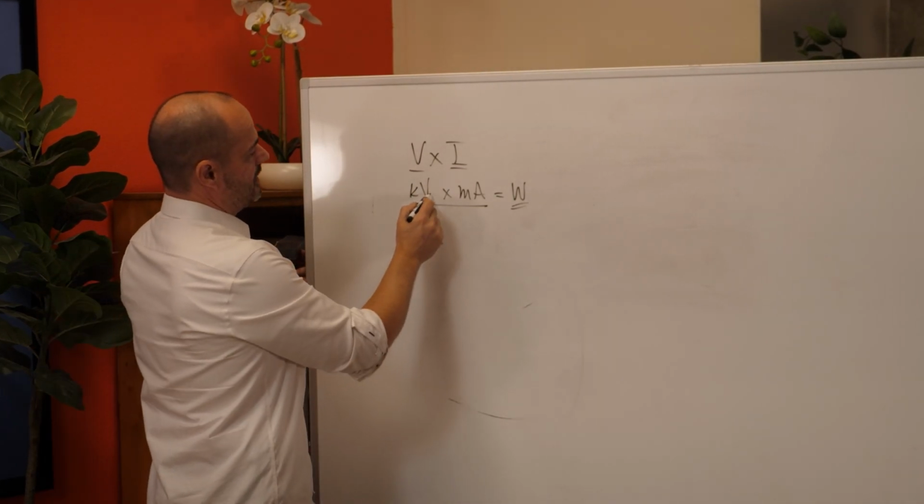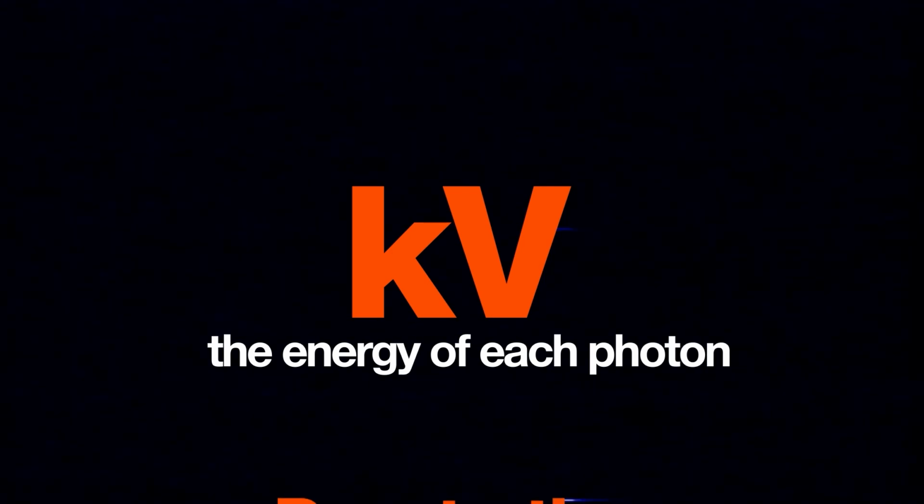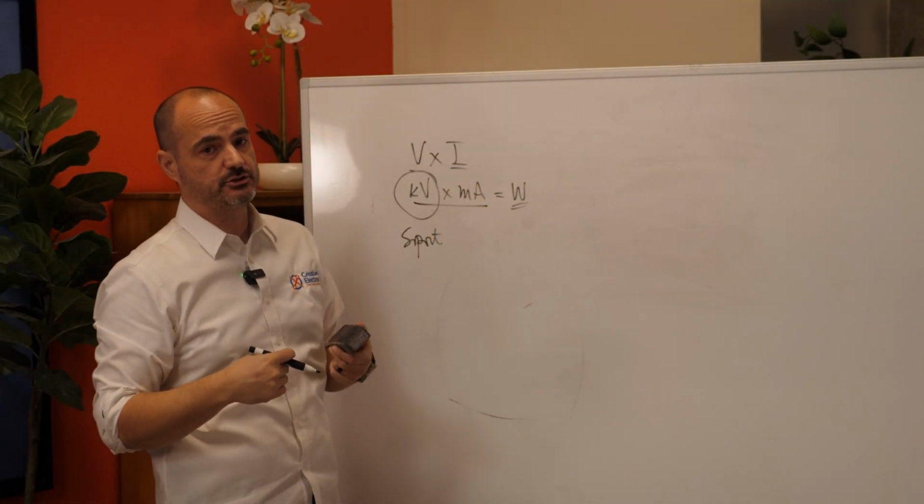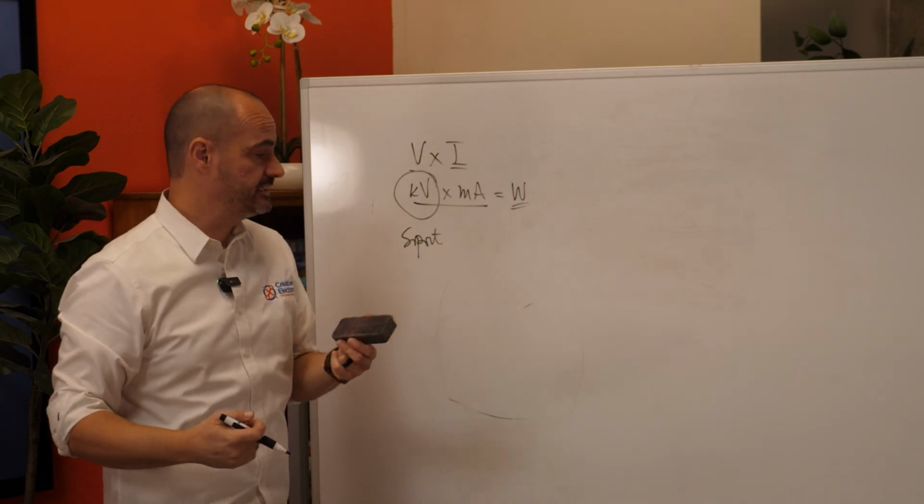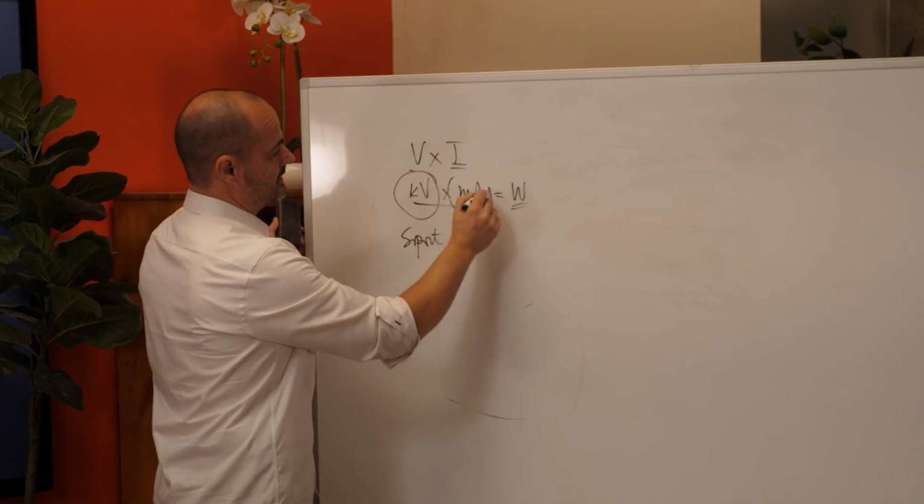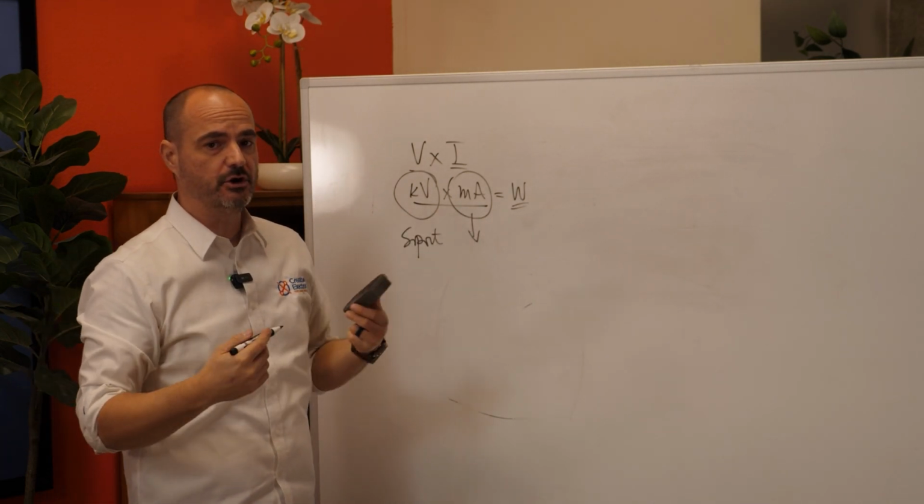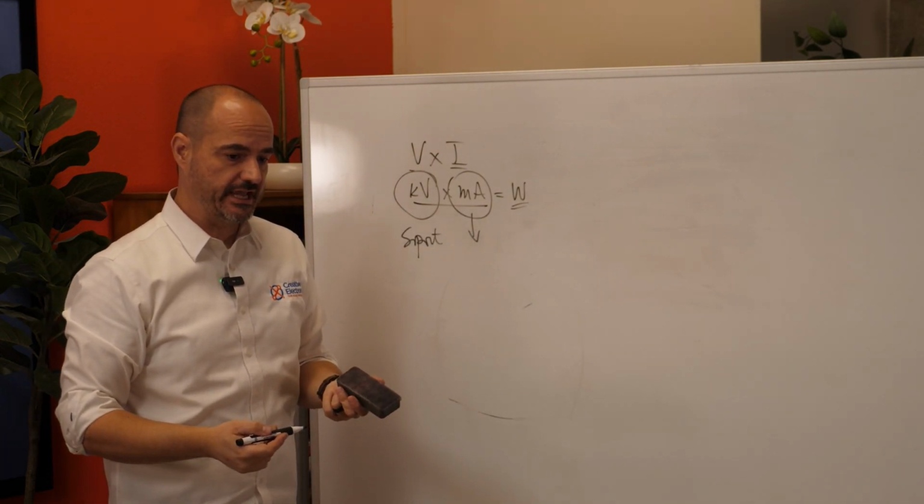What's it going to get you? kV is the energy of each photon. That's going to give you penetration. So higher kV allows you to penetrate through thicker or denser materials. And mA is the illumination of the tube, or luminosity of the tube. The higher the mA, the more photons you're going to be producing per second.